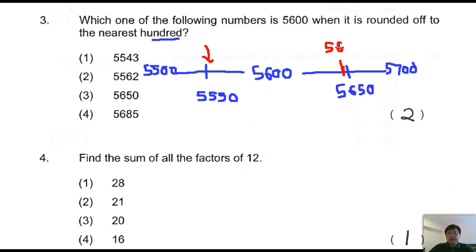up to 5649. If it's 5649, it's rounded down to 5600. If it's 5650, it's rounded up to 5700. The number in question is this. So any number from here to there is rounded off here, and we found out that it is number 2. The rest of the numbers are out of range.